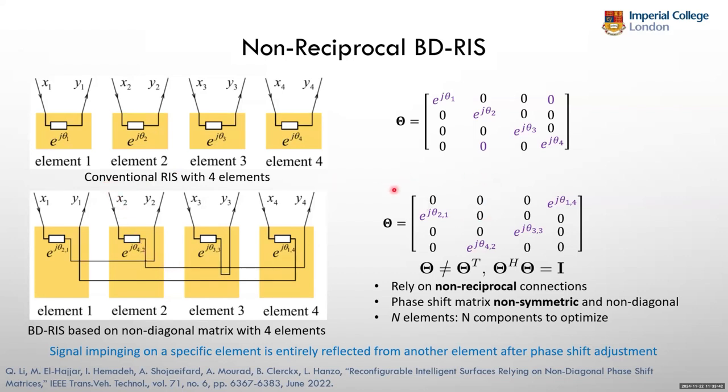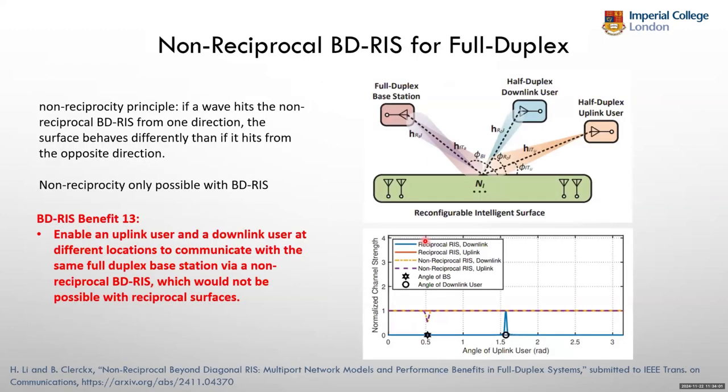And that leads to actually a scattering matrix that now is not symmetric. And you see this here is not a symmetric matrix. That means the circuit that implements this BD-RIS is non-reciprocal, and this can have additional performance benefits. One interesting use case is when you have full duplex systems.